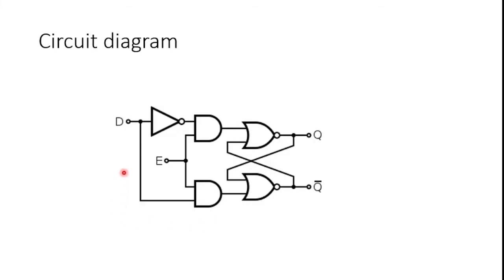Okay, so first of all we will be starting off with the circuit diagram, and this is the circuit diagram that we need to construct in order to build a D flip-flop. As you can see, we will be needing two AND gates, two NOR gates and one inverter, aka NOT gate, and this is the clock, and this is how you build up a circuit connection using the ICs so that you can get the D flip-flop.